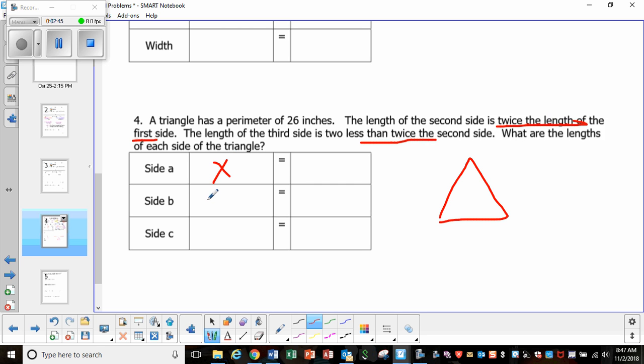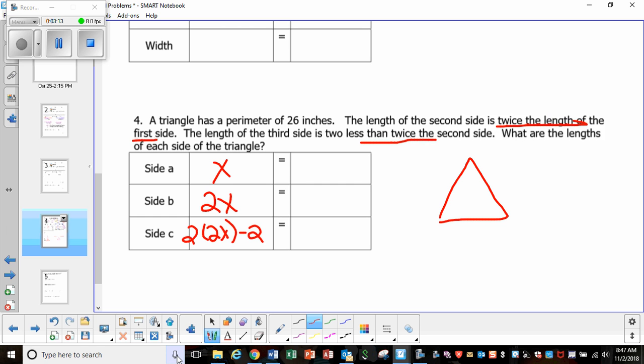Okay, so let's look at what else they say here. The length of the second side is twice the length of the first side. So if side A is the first side, the second side is twice the first side, so 2x. Then it says the length of the third side is 2 less than twice the second. So if this is the second, twice the second, and 2 less than that.